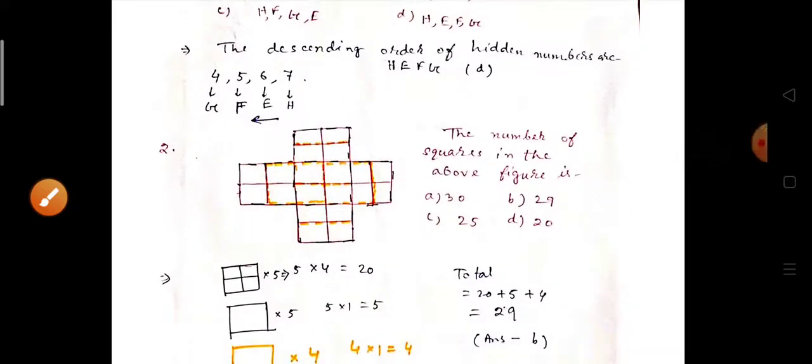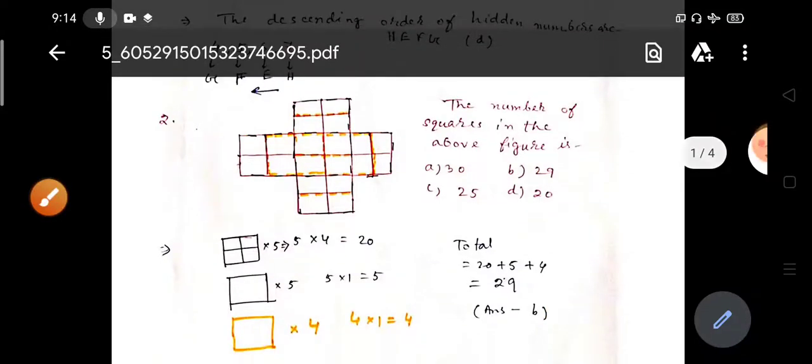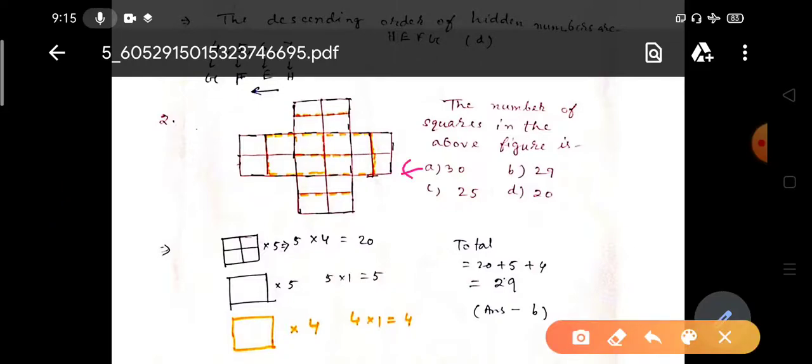The second question is, you are given a certain number of squares in the form of boxes. Okay, don't be confused by the diagram here. The drawings here are not perfect. Each individual box is not a rectangle, they are squares. So you have to find the total number of squares in the above figure. So let's find it out.